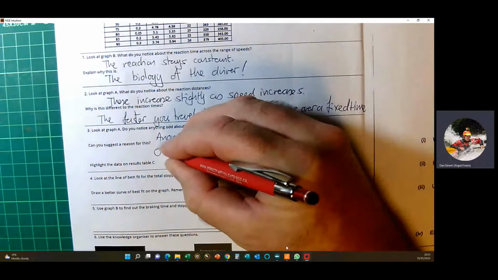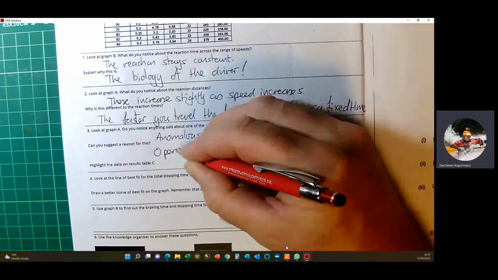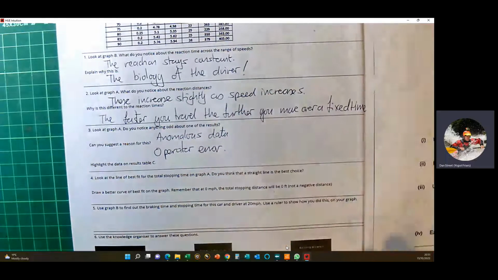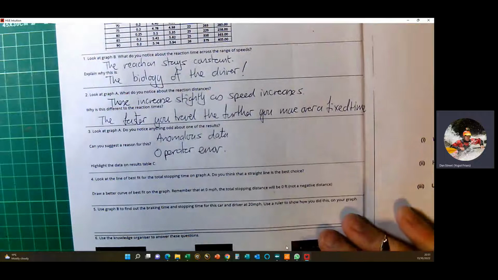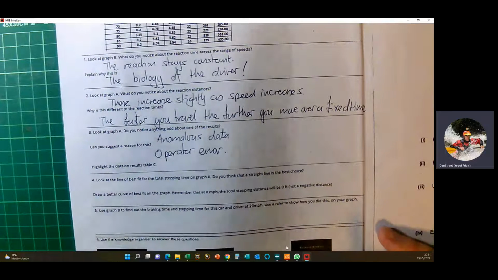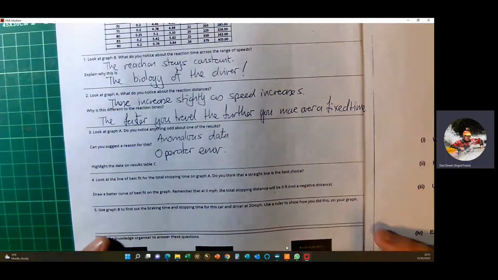And operator error, which is easily done when you're doing a very repetitive task like setting the speed, recording the time and distance. Okay, highlight the data on results table C.